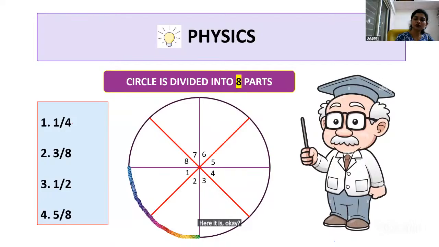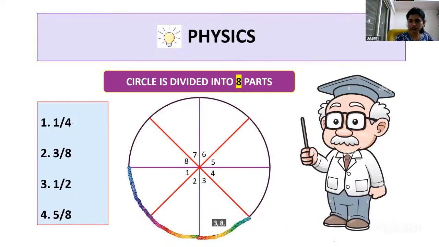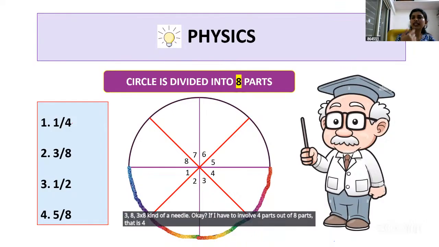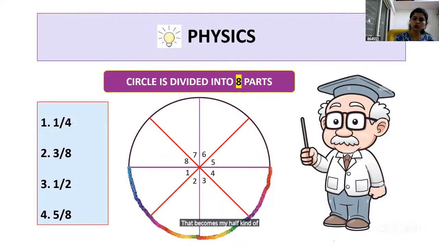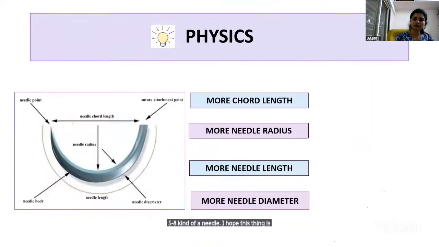Coming to the 3/8 kind of needle, if I involve three parts of this particular circle, which is divided into 8 equal parts, that becomes my 3/8 needle. If I involve four parts out of 8 parts, that is 4/8, that is 1/2, that is half. Half circle is involved, that becomes my half kind of needle, or 1/2 type of needle. If I involve 5 parts of these 8 parts, that becomes my 5/8 kind of needle. I hope this is clear.